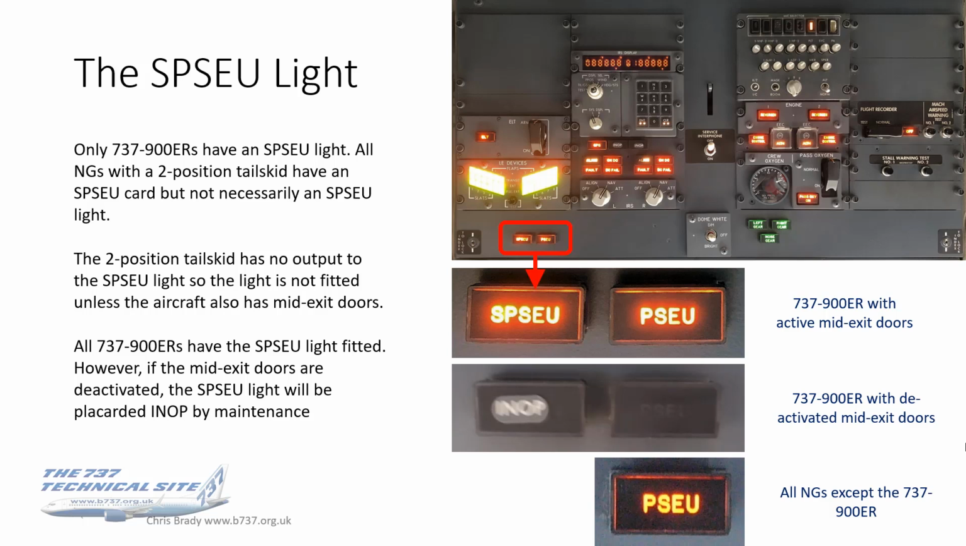There we go. So again, I hope I'm clarifying and not muddying the waters, but I've put photos down there of your three combinations. The top one, the SPSEU light and the PSEU light, will only ever be there on the 737-900ER with active mid-exit doors. If the doors are deactivated, engineering will have put an inop sticker on it. All other 737 NGs except for the 900ER have only got the PSEU light because they don't have mid-exit doors.